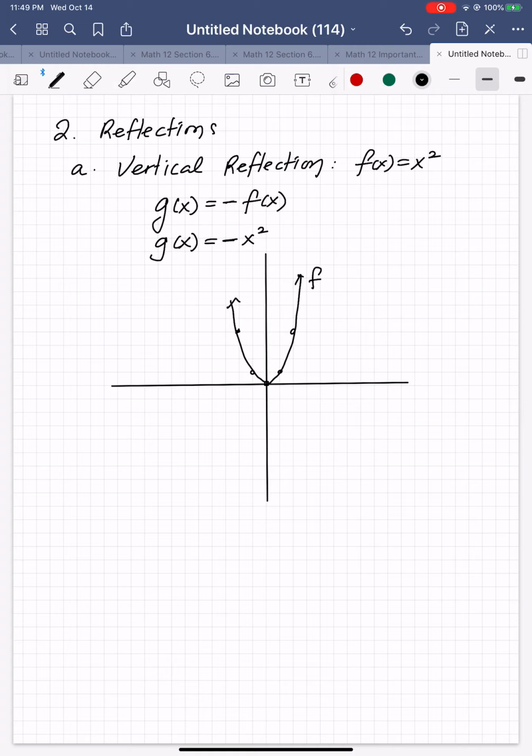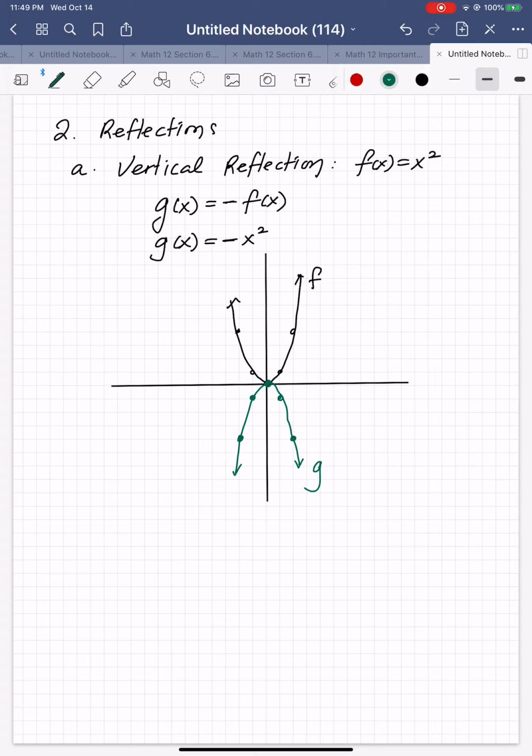Vertical reflection means you get a graph that is rotated about the x-axis. So 0 stays the same. Instead of (1, 1) and (-1, 1), you get (1, -1) and (-1, -1), and then (2, -4) and (-2, -4). So this is the graph. This is the g function.